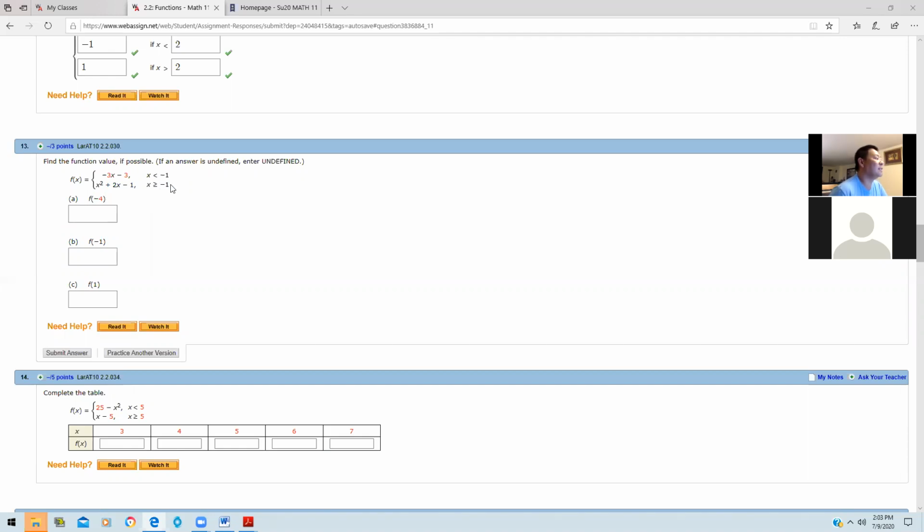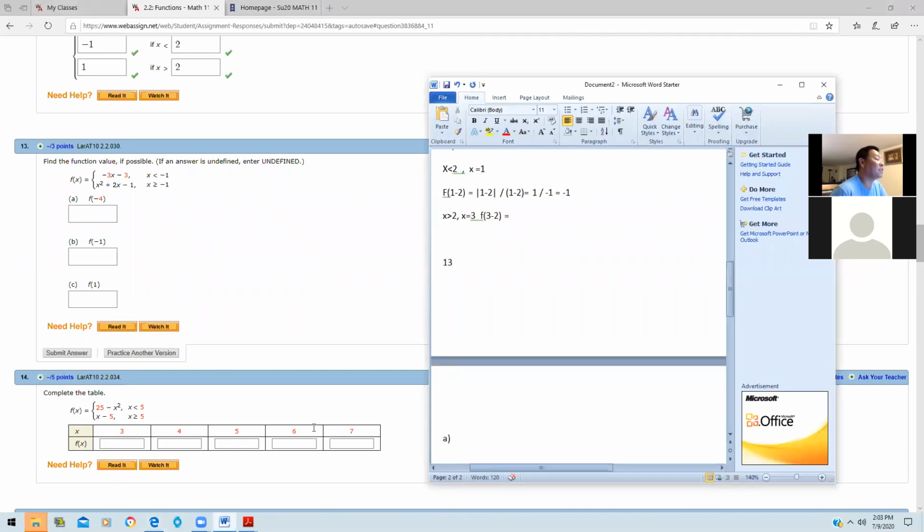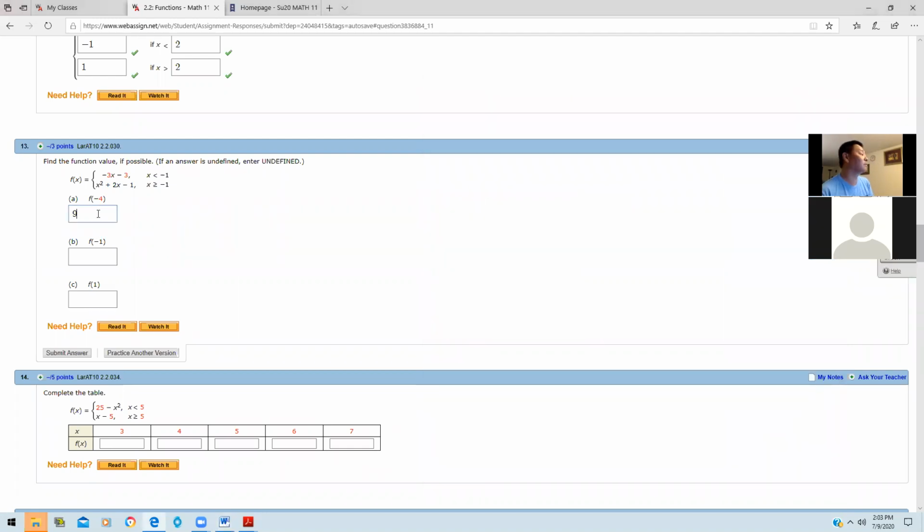Negative 4 is less than or greater than? The second one. No, the first one, because negative 4 is less. The bigger the negative number, the smaller it is. So it's the first one. Since it's the first one, you just need to plug into the first one. So negative 3 times negative 4 minus 3, which will give us what? 12 minus 3, 9, right? 12 minus 3 is 9. So this will give me 9.